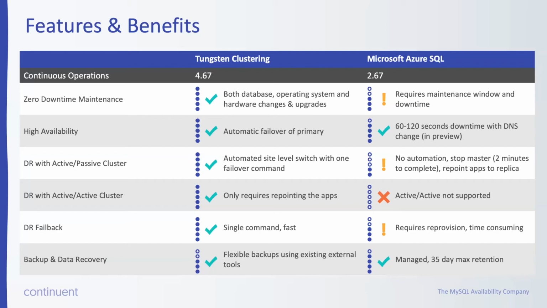And with Tungsten Clustering, that's one of our strengths. Failing back from a DR situation, again, Tungsten Clustering, that's really quick. It's a single command to fail back. With Azure, like most managed database services, you're going to have to reprovision the failed nodes or the nodes that you took out of commission.